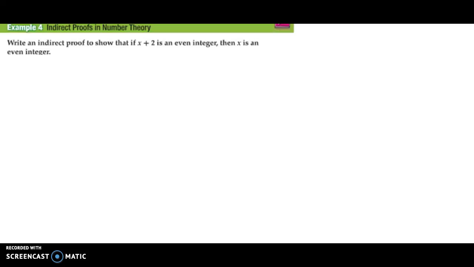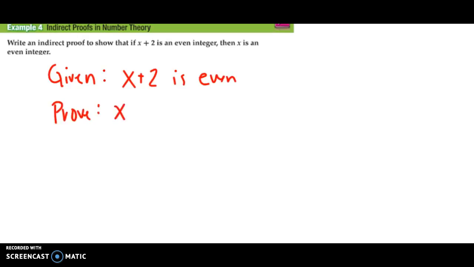Example 4. Example 4 says this. Write an indirect proof to show that if x plus 2 is an even integer, then x is an even integer. So, given x plus 2 is even, prove x is even. So what I'm going to do then, look at this conclusion right here, and we're going to assume the opposite.